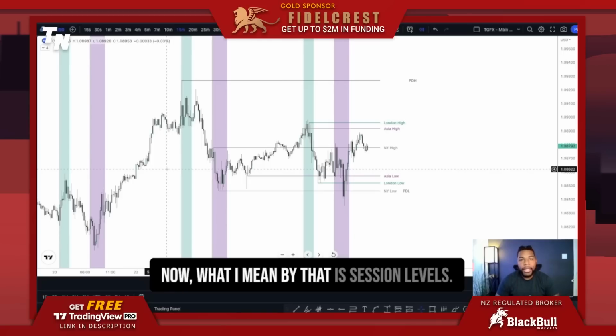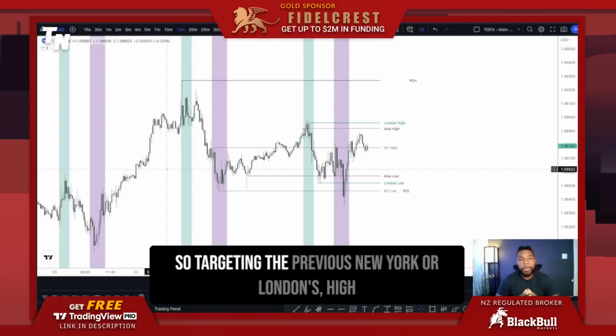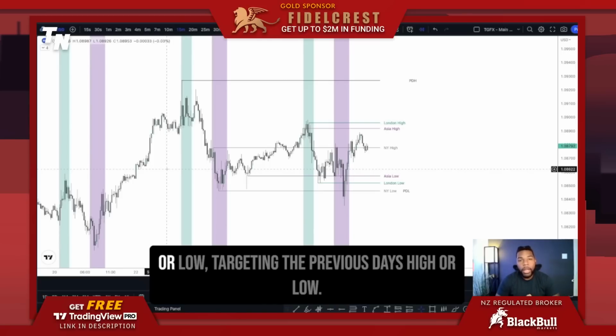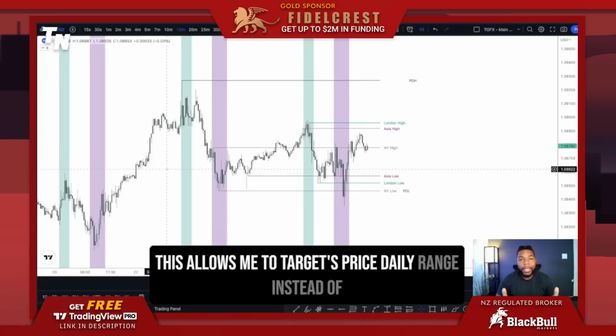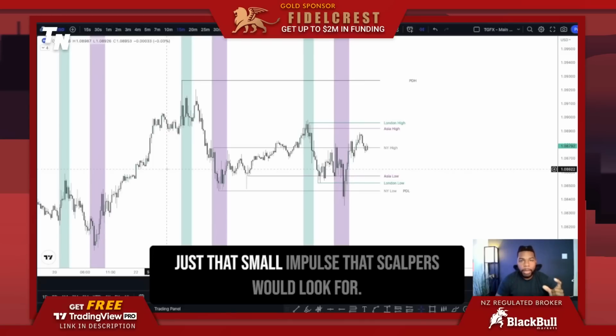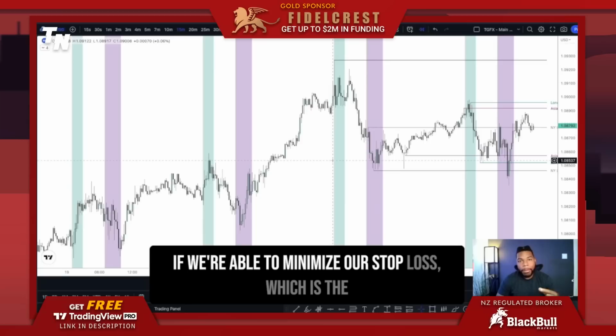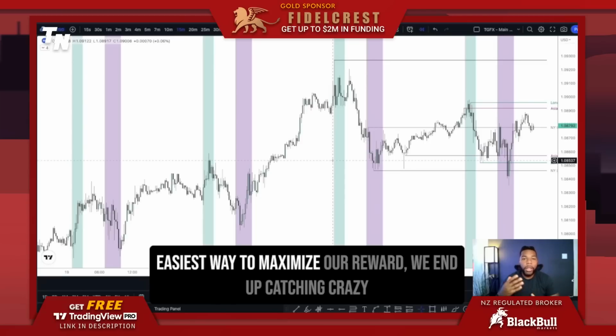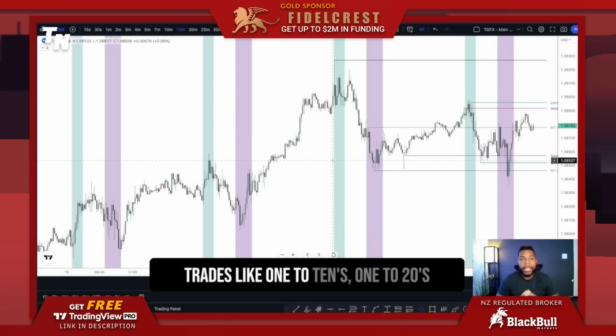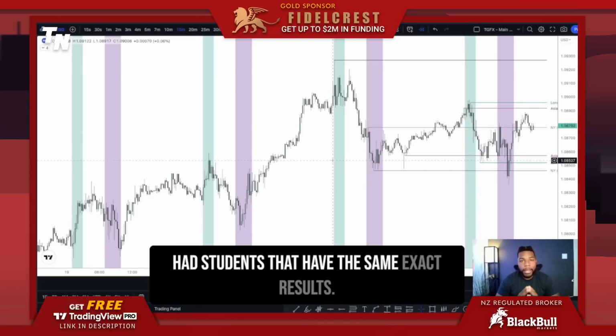Now, what I mean by that is session levels. So targeting the previous New York or London's high or low, targeting the previous day's high or low. This allows me to target price's daily range instead of just that small impulse that scalpers would look for. Now, the main purpose of this is the risk to reward. If we're able to minimize our stop loss, which is the easiest way to maximize our reward, we end up catching crazy trades like 1 to 10s, 1 to 20s, even 1 to 50s. And I know it sounds crazy, but we've also had students that have had these same exact results.